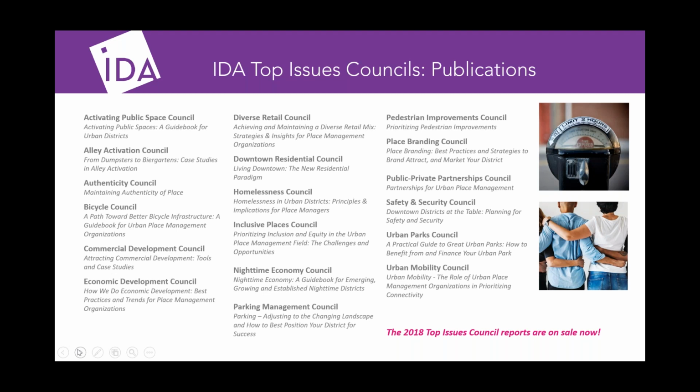As I mentioned previously, for our top issues councils, at this point, we have 18 separate reports, and the 2018 Top Issue Council reports are on sale. They're in the web store. As I mentioned, they cover a wide range of issues that members have said are important to them, and the Smart Cities Council is now open with that early March deadline.